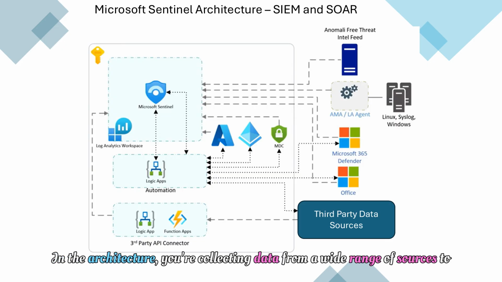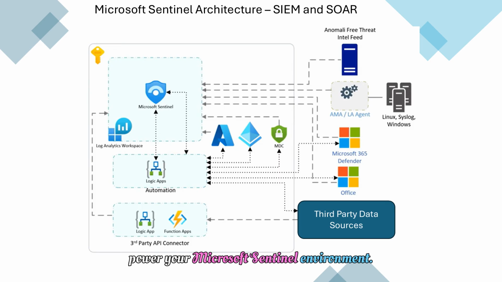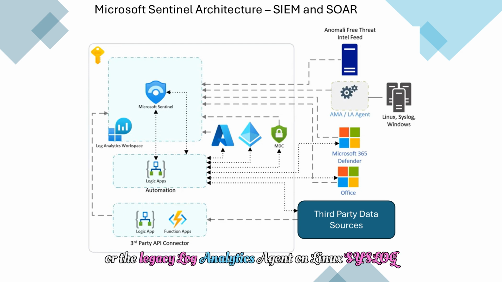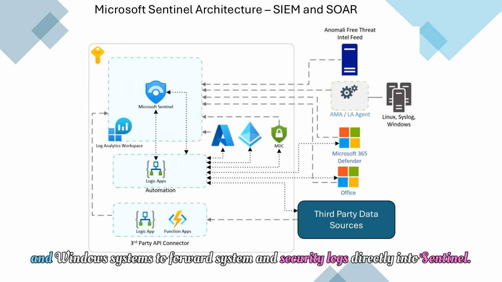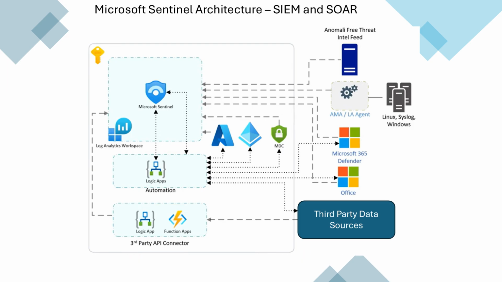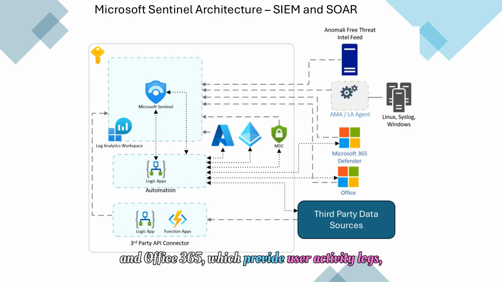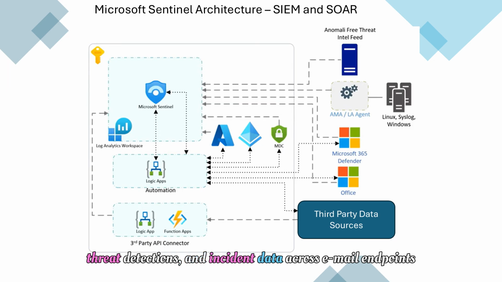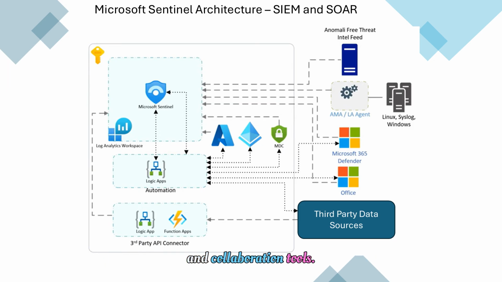In the architecture, you're collecting data from a wide range of sources to power your Microsoft Sentinel environment. First, you deploy agents, either the AMA, Azure Monitor Agent, or the Legacy Log Analytics Agent, on Linux, Syslog, and Windows systems to forward system and security logs directly into Sentinel. Then, you enrich this with telemetry from Microsoft 365 Defender and Office 365, which provide user activity logs, threat detections, and incident data across email, endpoints, and collaboration tools.